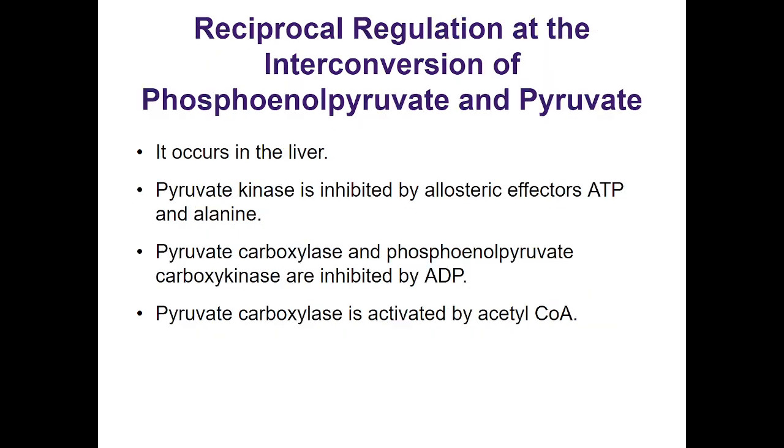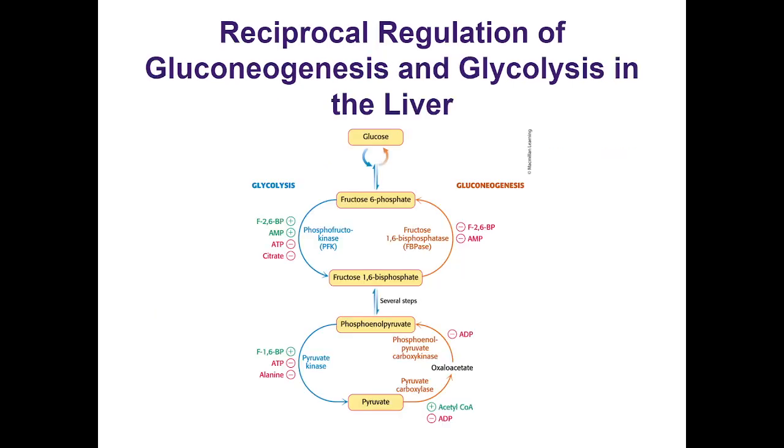Again, the reciprocal regulation at that interconversion of phosphoenolpyruvate and pyruvate is going to occur in your liver primarily. The pyruvate kinase is getting inhibited by the allosteric effectors ATP and alanine. The pyruvate carboxylase and phosphoenolpyruvate carboxykinase are going to be inhibited by ADP. The pyruvate carboxylase is going to be activated by acetyl-CoA.